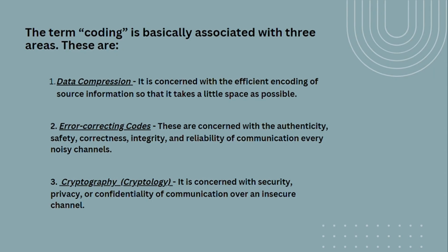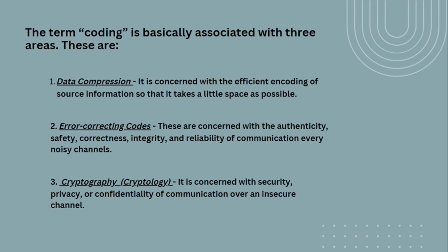The term coding is basically associated with three areas. These are data compression, which is concerned with the efficient encoding of source information so that it takes as little space as possible. It reduces the amount of space needed to store files. So dito from the word itself, data compression. So kinocompress yung data, ibig sabihin, imbis na maraming words yung ito-type or naka-paragraph pa yung information, pinapaikli na siya para mas madami pang available spaces dun sa pag-encode. So naging efficient siya. Next is error-correcting codes.